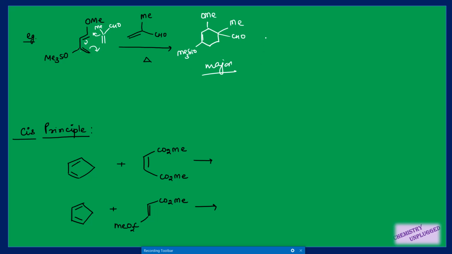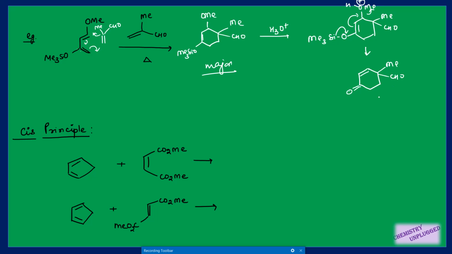Then suppose I am further doing its hydrolysis, acidic hydrolysis. So this trimethylsilyl group is acting as a protective group for this alcohol, so it will be removed, and this methoxy group will take a proton and form MeOH. Then this bond will break due to presence of this acidic hydrolysis. This will shift here and MeOH will be removed. So I will get this one as final product, right?